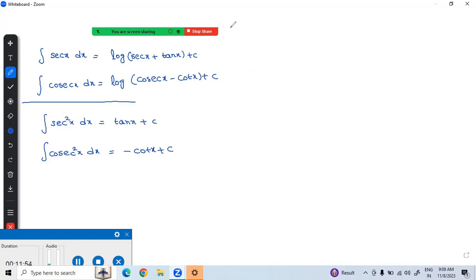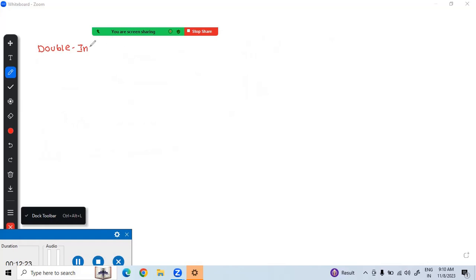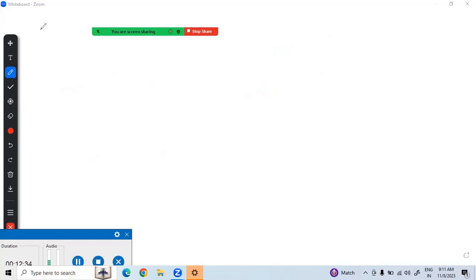Okay, next, integration 1 by root of 1 minus x square dx, an inverse trigonometric function, is sin inverse x. Most important, integration 1 by 1 plus x square dx is tan inverse x. Okay, very important. Remaining, write down. So these are the important formulas. So, double integral.